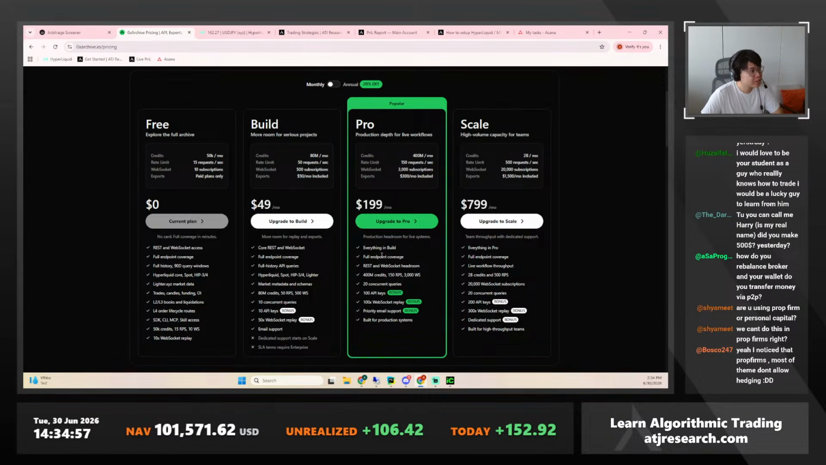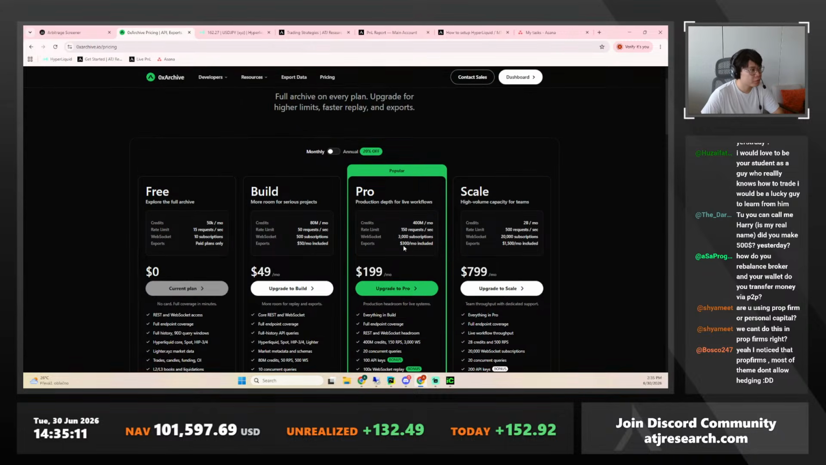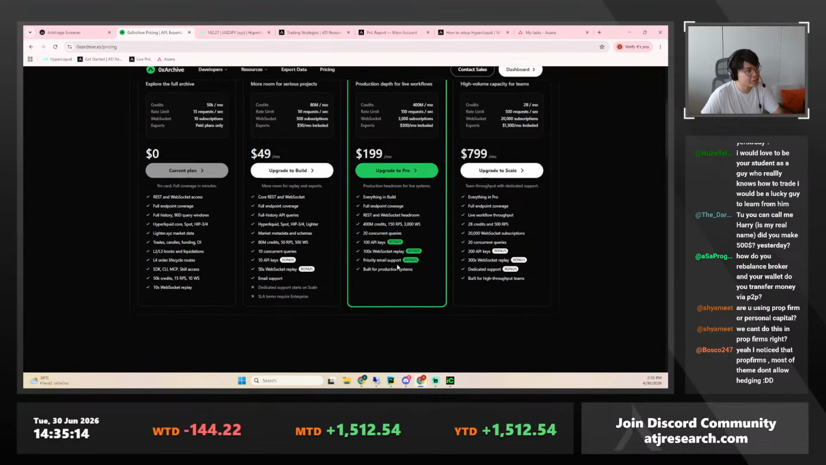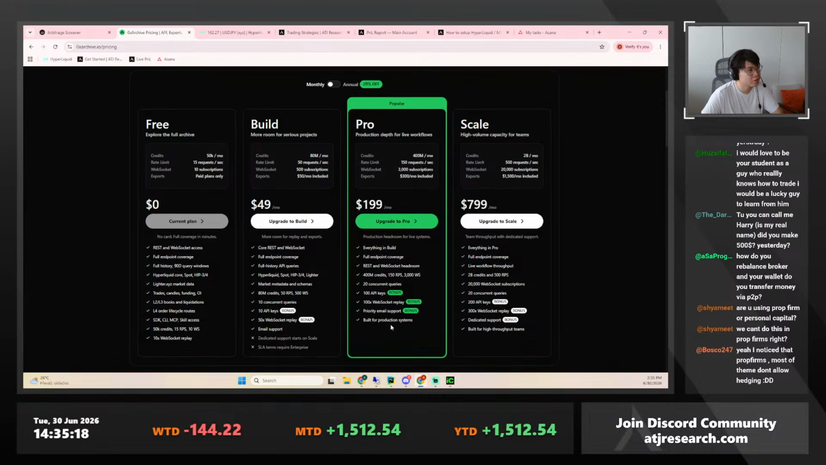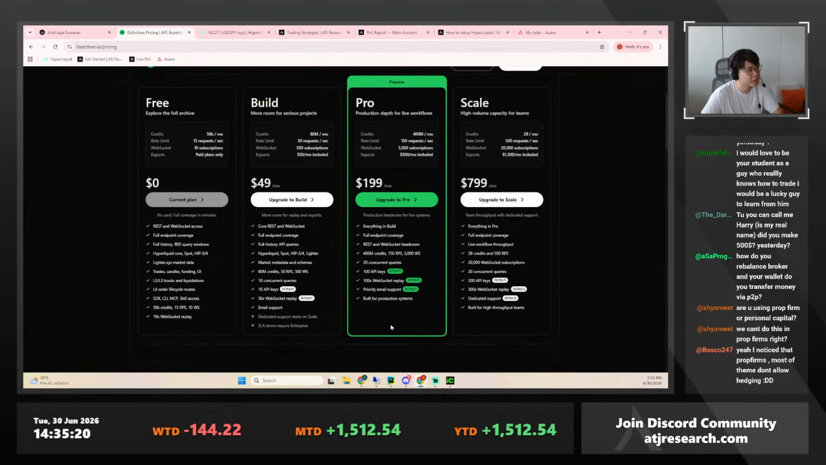And here there's a so-called production headroom for live systems. I have to check it out. If, for example, 0x Archive is able to provide the data faster than my own WebSockets, right? So in theory, I can try to stream the data using their pro version, and we'll see if that can be used. It's going to be interesting to try out.